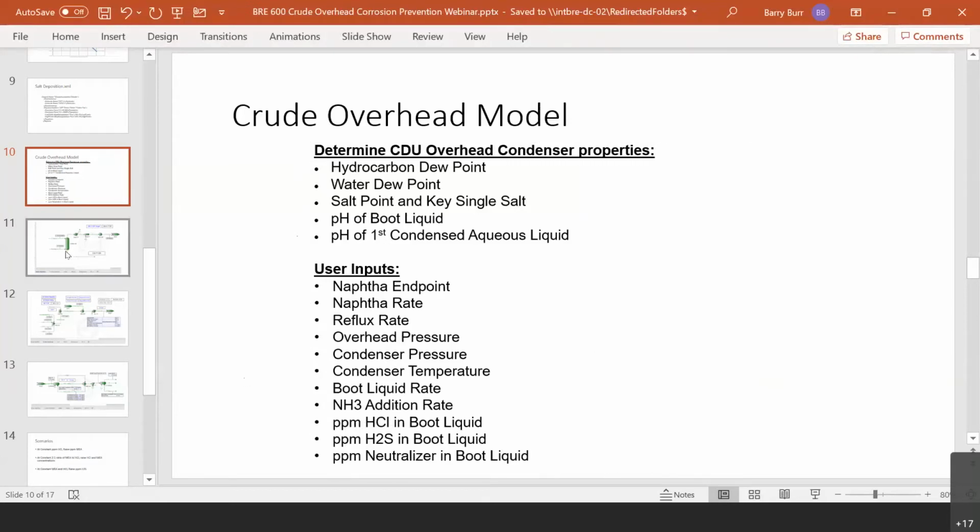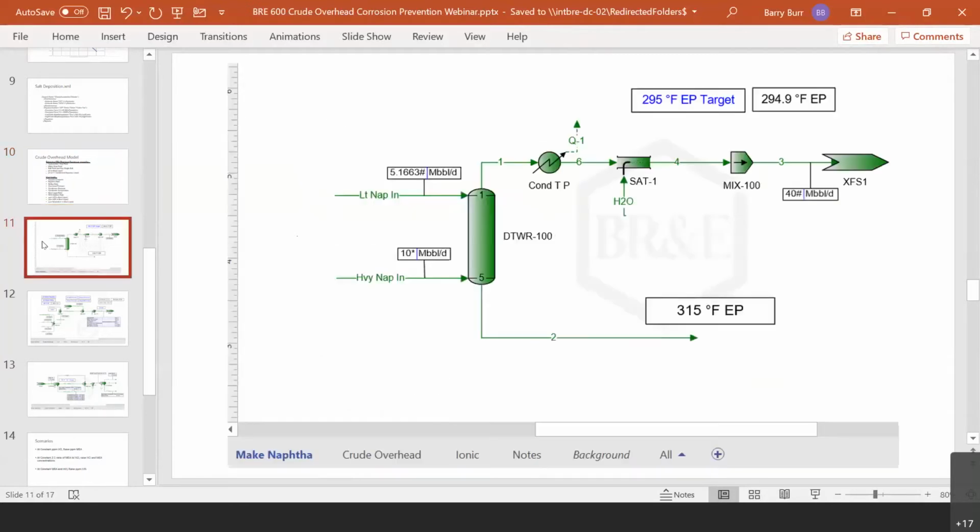And the model that we're going to use has already been built, and it's a template ready to be configured to suit your particular refinery. It comes in 3 different flow sheets. There's the make naphtha flow sheet. We want to make a naphtha that has the right endpoint, and then that will give us the right overhead temperature when we flash it to the tower overhead pressure. In this make naphtha side, all you do is enter the endpoint of your naphtha in this blue text field, and that's the only user entry required.